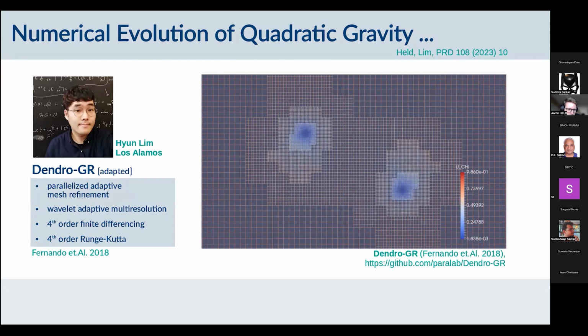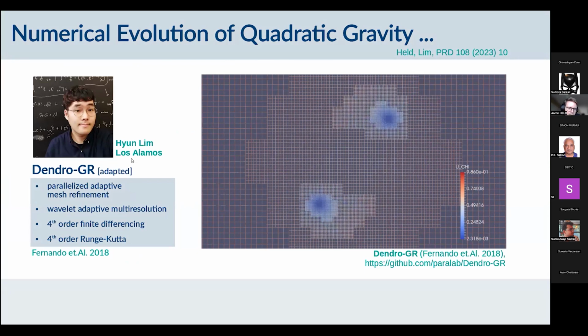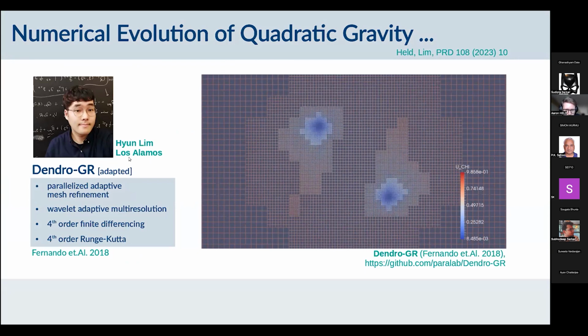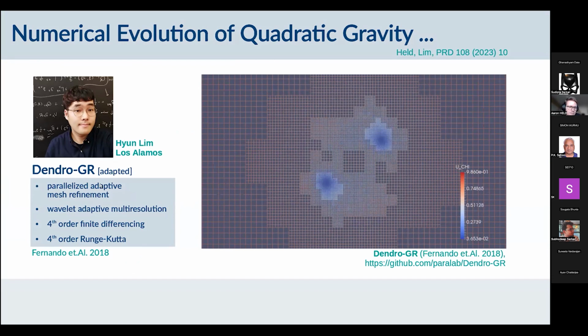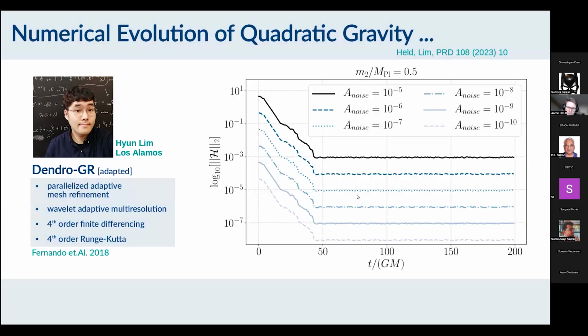Here I want to thank Hyun Lim, my collaborator in Los Alamos, who's really the expert on the numerical relativity part. I'm learning a lot on numerical relativity. This is the code that we're using. Importantly, for the next slides, it uses fourth order finite differencing, both in time and in space. And here you've seen a merger simulation. There's a lot of adaptive mesh refinement, which you see here. A lot of technical things going into that, a lot of work.